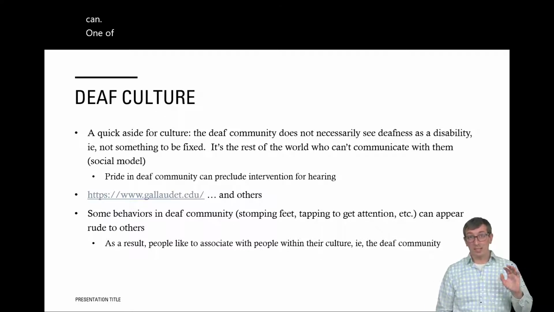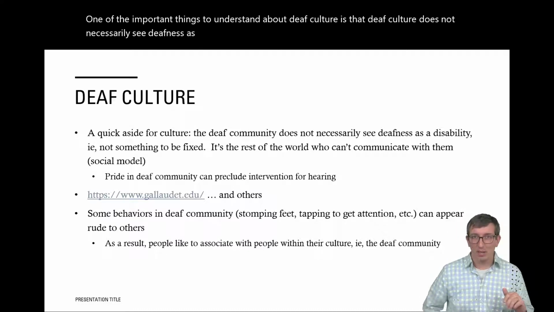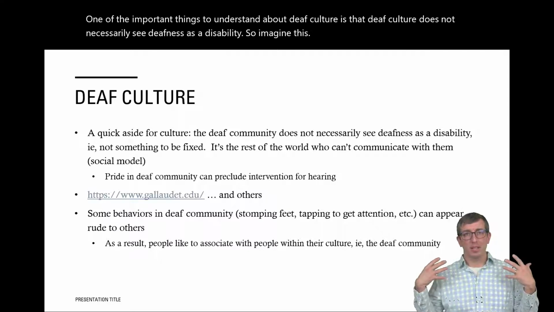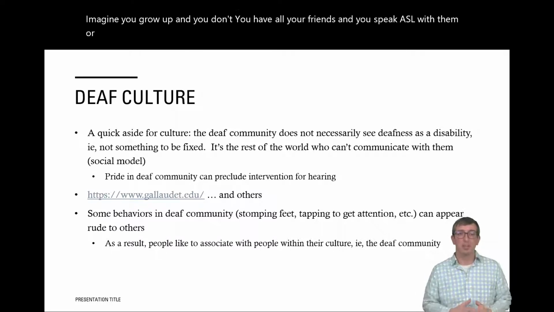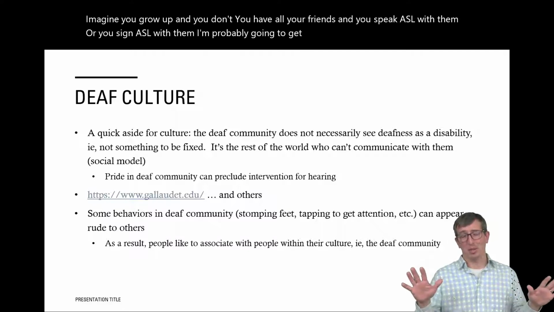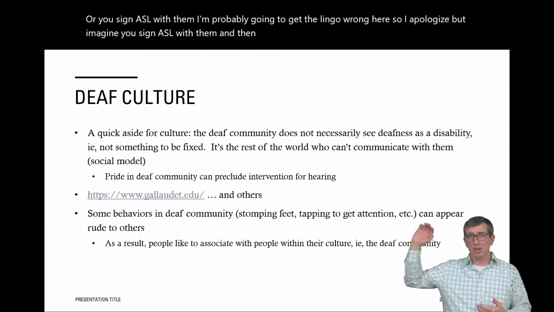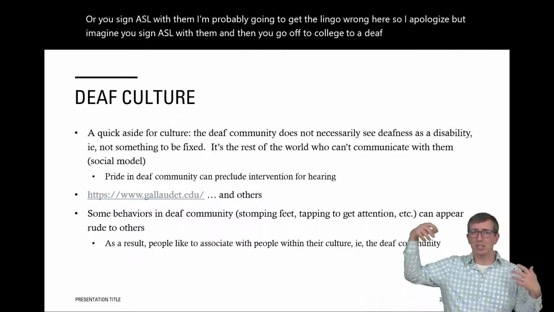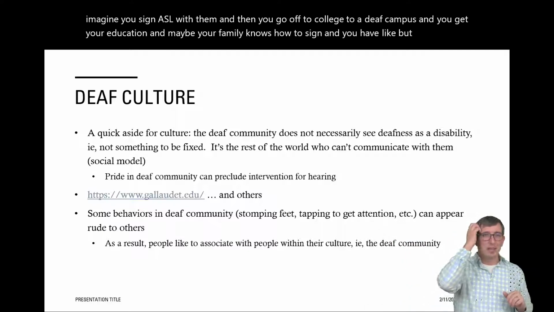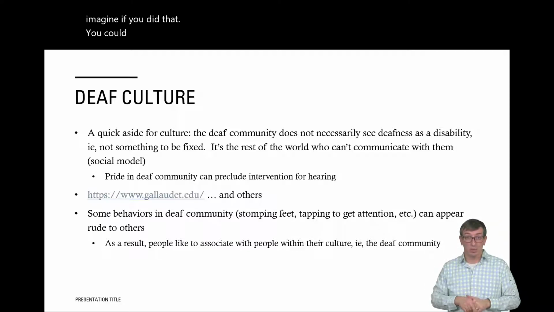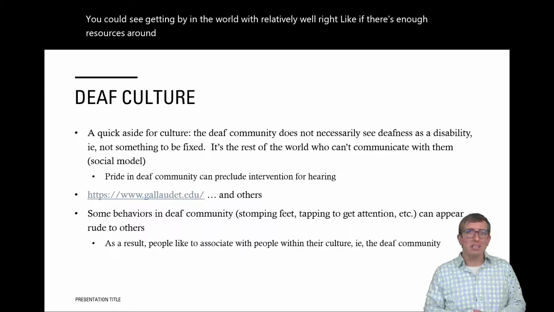One of the important things to understand about deaf culture is that deaf culture does not necessarily see deafness as a disability. So imagine this. Imagine you grow up and you have all your friends and you speak ASL with them, or you sign ASL with them. I'm probably going to get the lingo wrong here, so I apologize. But imagine you sign ASL with them, and then you go off to college to a deaf campus, and you get your education, and maybe your family knows how to sign. Imagine if you did that, you could see getting by in the world relatively well, right? Like if there's enough resources around you, you'd say, well, I'm getting my needs met and things are okay, right?